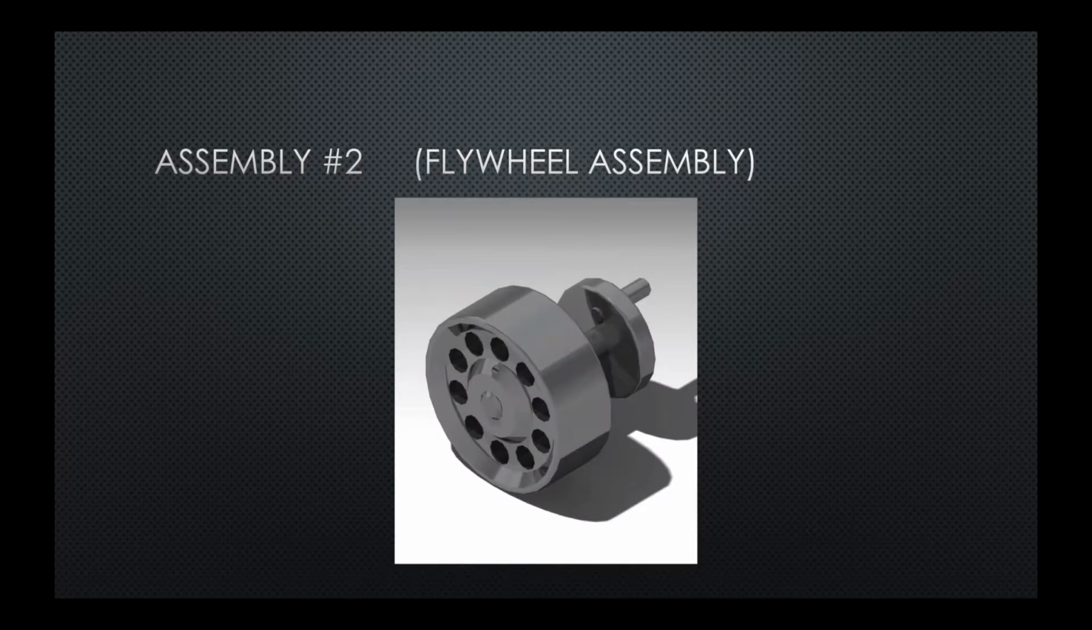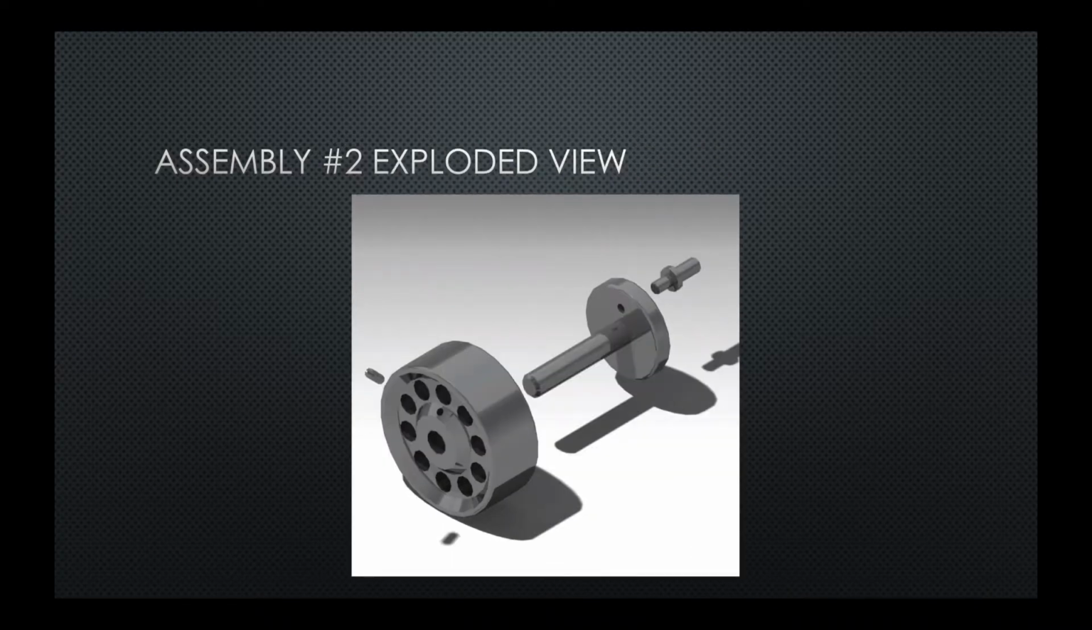The next assembly consisted of the flywheel. The purpose of this object was to convert linear motion of the piston to rotational motion of the flywheel. This object was supported by the frame, where it rotates about the bottom hole. In the next slide, you will see an exploded view of the flywheel assembly, where it consists of the flywheel and the rotating shaft.